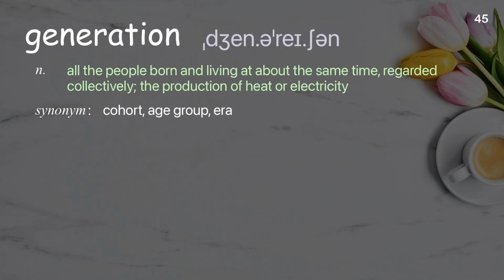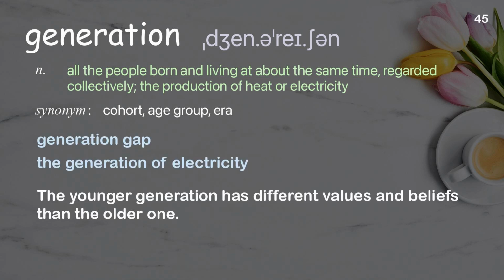Generation. All the people born and living at about the same time, regarded collectively, the production of heat or electricity. Examples: generation gap, the generation of electricity. The younger generation has different values and beliefs than the older one.